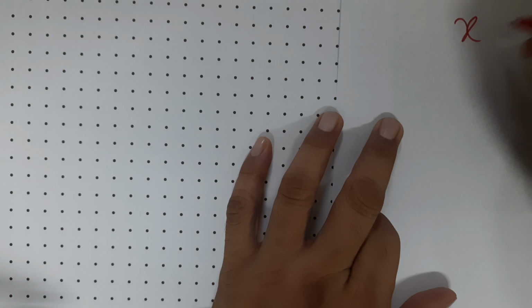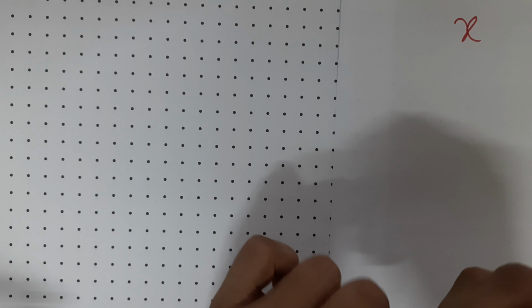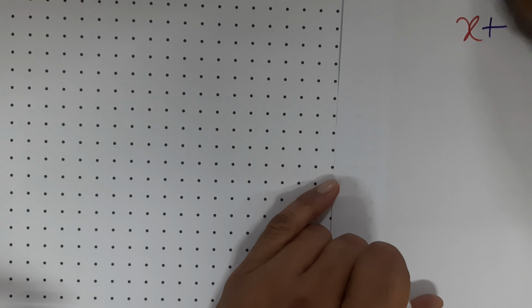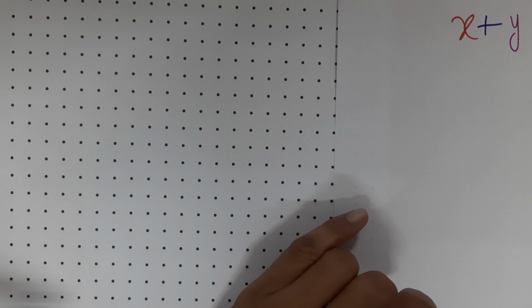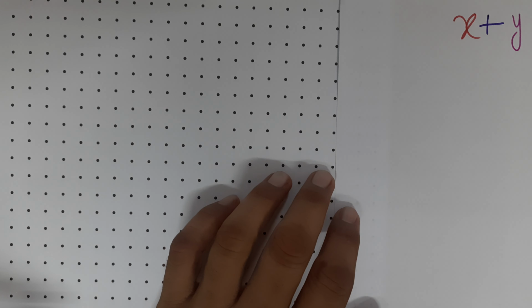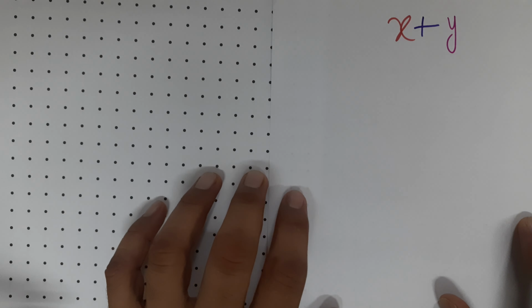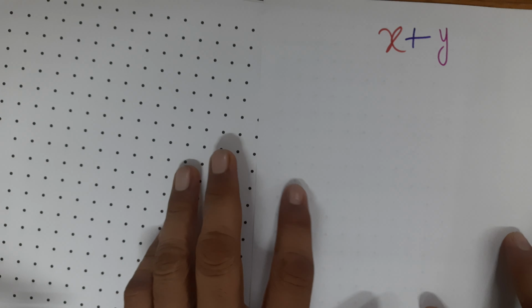Okay, so we will look at how you can use a grid sheet to support learning about algebra and algebraic expressions. So let's say I have an algebraic expression. The distinction between an algebraic equation and an expression is that there's no equal to sign in an expression. The algebraic expression is just a set of terms. So in this case, this is x plus y.